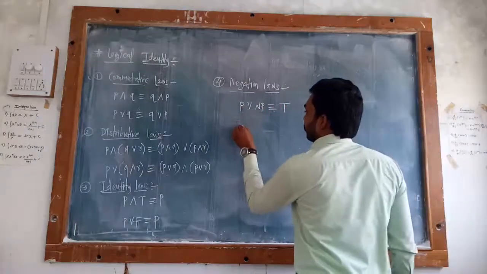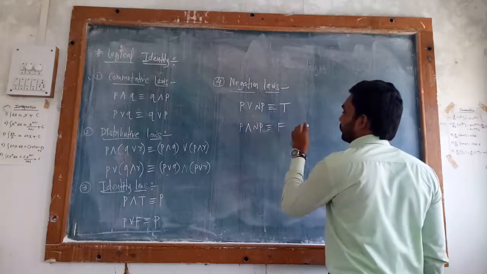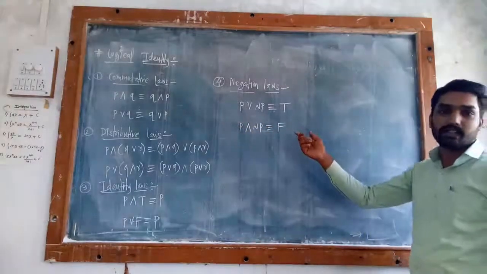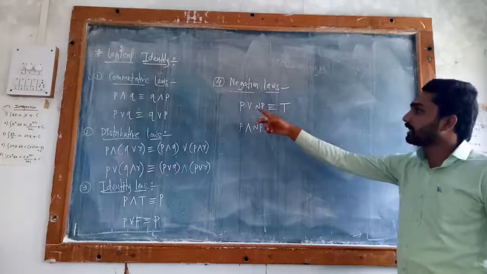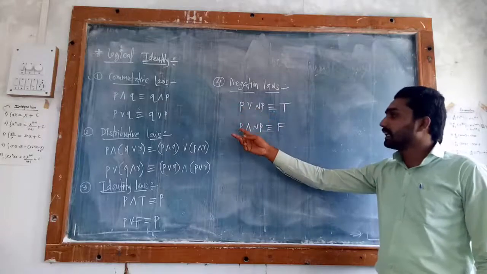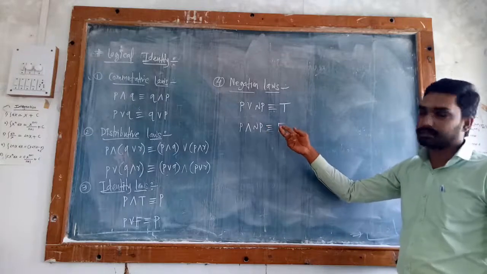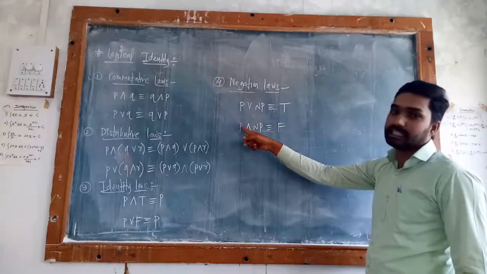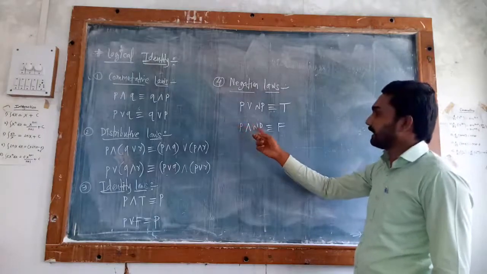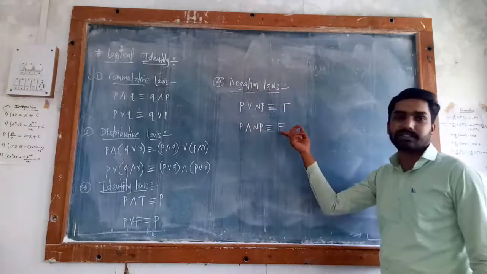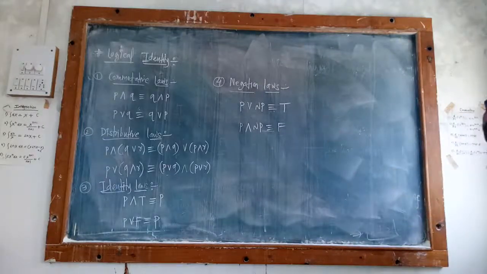Similarly, P and negation P is F. What is the negation law? P or negation P has the result value T, so we can take either value of P, T or F. Similarly, P and negation P has the result value F. If we take the value of P as T, then negation of T is F, and T and F is F, because in AND, T and T is T and in the remaining cases it's F. This is your negation law.